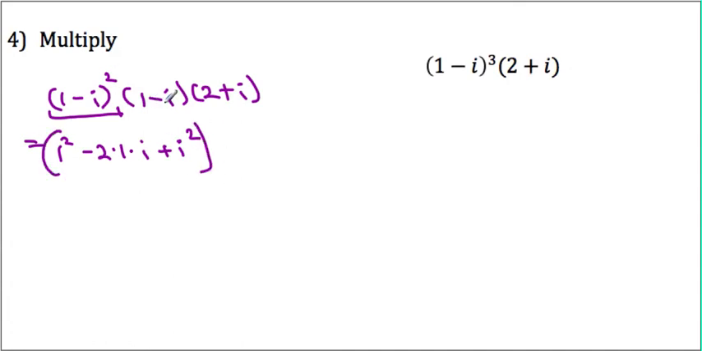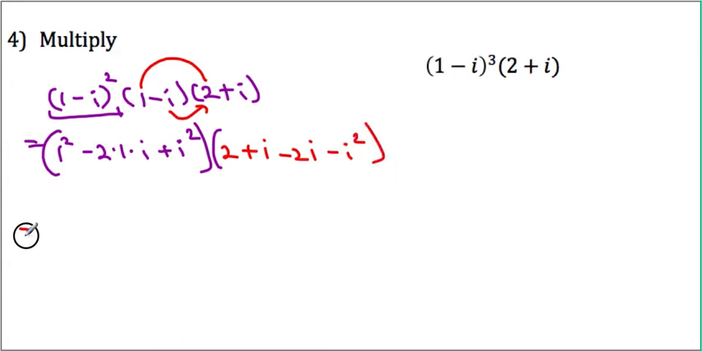And then we have this one, we're just going to go for the FOIL. 1 times 2 becomes 2. 1 times i becomes plus i. Negative i times 2 becomes negative 2i. Negative i times i becomes negative i squared. Then here it goes. This is 1 minus 2i over here and minus 1. On the other end here we end up having 2, and the minus i squared becomes plus 1, so we end up getting 3, and here minus i.